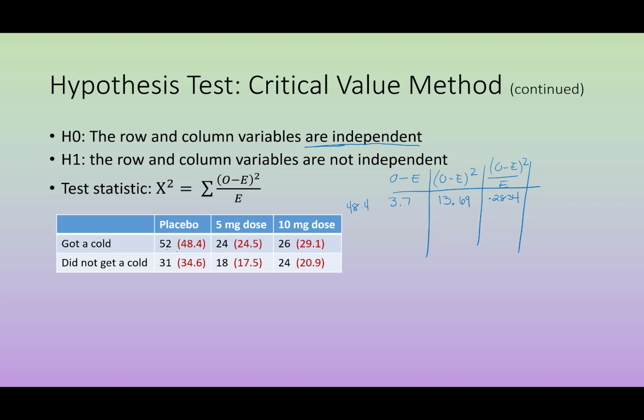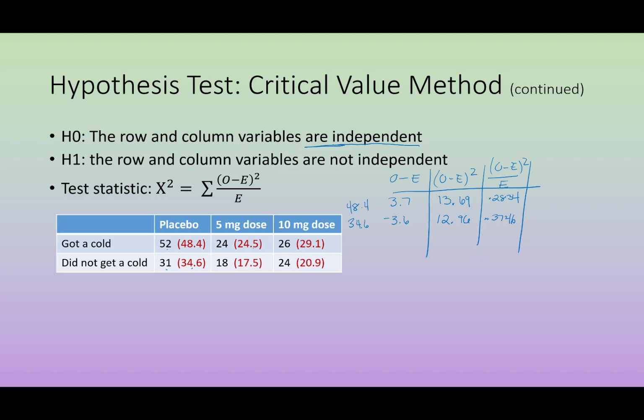Okay, now I'm going to go down to the cell that has the 31 for the observed and the 34.6 for the expected. So I'm going to just jot down that 34.6 out front here so I remember which one I'm on. And now I'm going to do my observed minus my expected. So that's going to give me a negative 3.6. I'm going to square that value, which is 12.96. And then I'm going to take that value divided by my expected. So I'm going to divide 12.96 by the 34.6. And that turns out to be 0.3746.